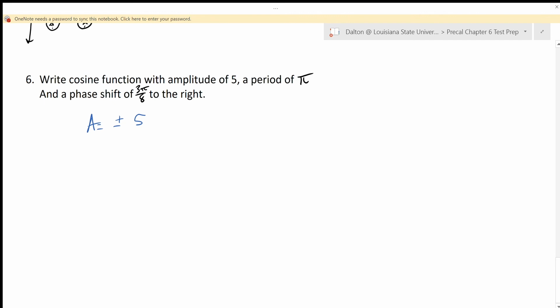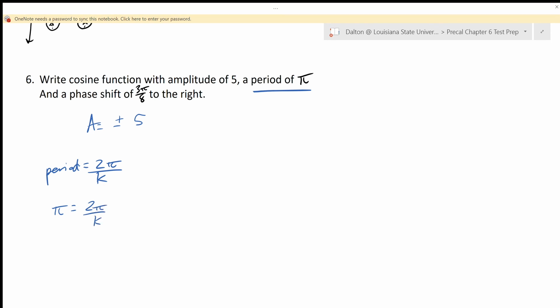Okay, now the other thing is period is pi, but that does not stand for one variable. Period is found by computing 2 pi over k. So what that tells us is if they tell us the period is pi, then this means that pi equals 2 pi over k. And then I can solve for k.